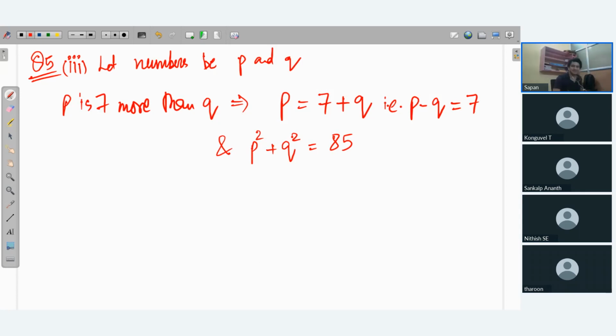No, not this way. You might have done some miscalculation in the substitution. I got 450. You don't want P into Q, you want the numbers P and Q. What is the question? The numbers. So Q is equal to 18, P is equal to 25, sir.